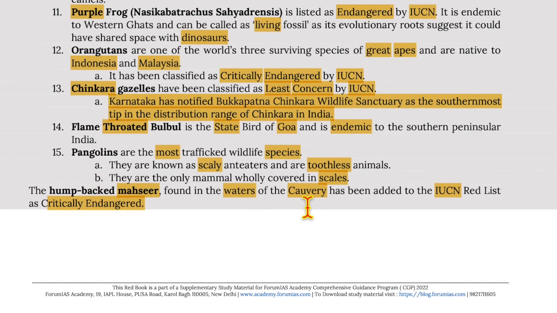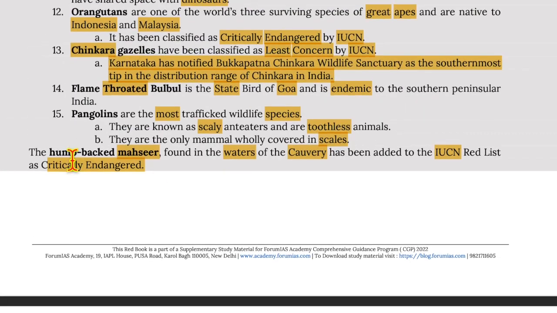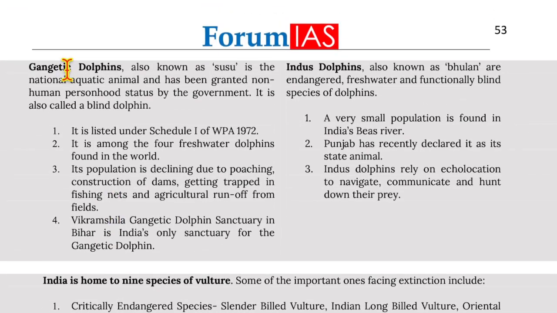They are found in Kaveri and they have a hump in back. Now, moving on to Gangetic dolphins, they are also known as Susu, is the national aquatic animal and has been granted non-human personhood status by the government. It is also called blind dolphins.